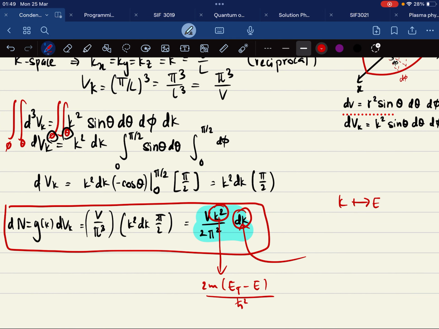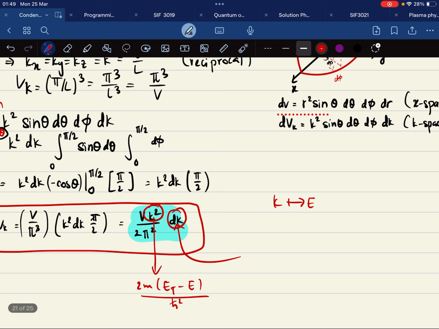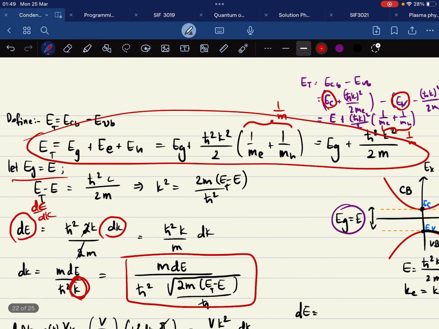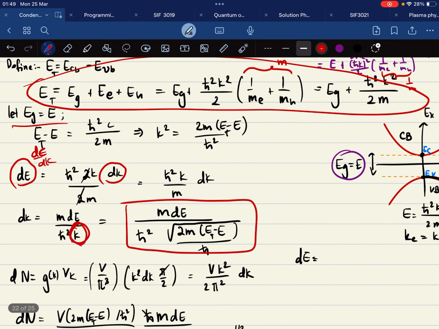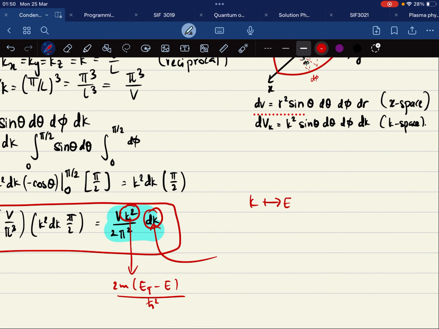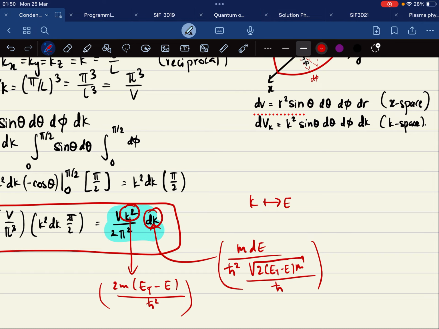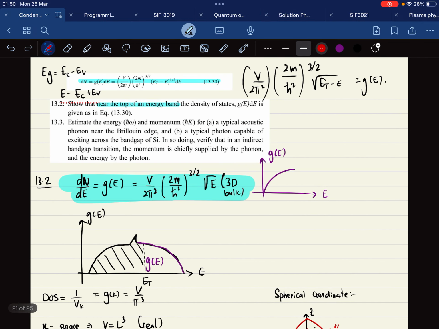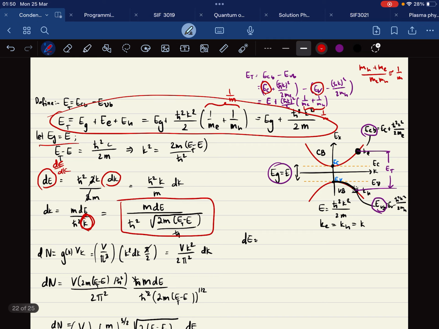Then dK. Am I correct? No, m dE, sorry, m dE over ħ, square root of 2(ET minus E) over ħ. Alright, so just replace these two guys. I'm checking if my expression is correct. Yeah.